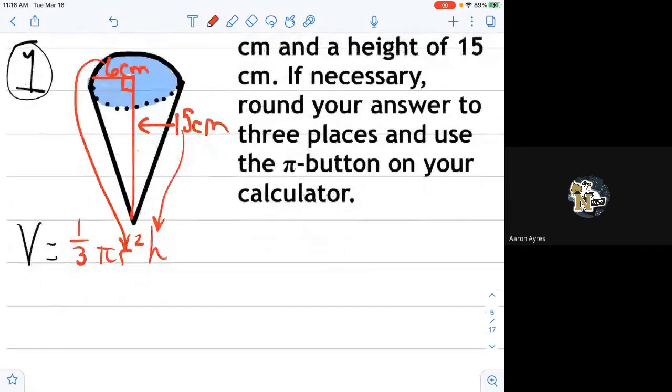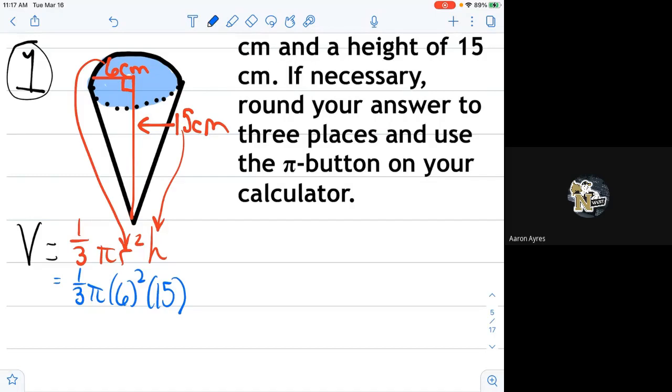All right. So plug in. Here we go. We have 1/3 times pi. Leave the pi alone for a minute. We're going to talk about what to use for pi here. R squared, 6 squared. And the height is 15. Show me a thumbs up if you're okay before I put those numbers. Do you agree with what I just did?